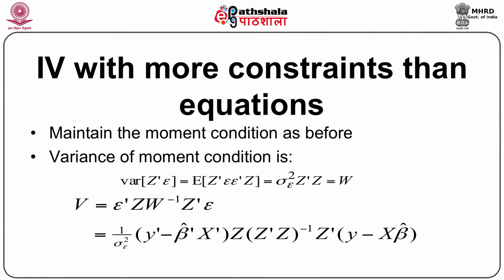Now, maintain the moment condition the same as before, and using that moment condition, you can generate the variance of Z prime epsilon, which is nothing but sigma epsilon squared Z prime Z, and let us denote the variance of Z prime epsilon as W. Now, in the next step, you can derive the suitable expression for the variance of the estimator Z prime epsilon, which is a function of W. Then we derive the expression for W by minimizing the value of the variance.